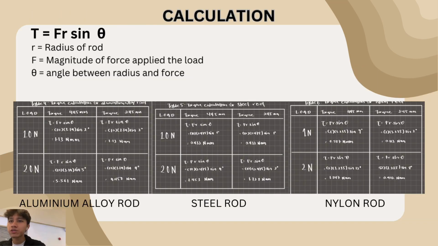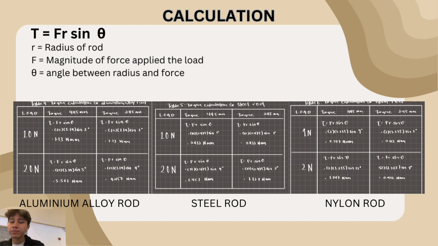Next is the calculation for the experiment. We are going to calculate the torque for each material used, which is the aluminum alloy rod, steel rod and nylon rod, by using the formula T = Fr sin θ, where r is equal to the radius of the rod, F is equal to the magnitude of force applied perpendicular to the rod, and θ is equal to the angle between radius and force.